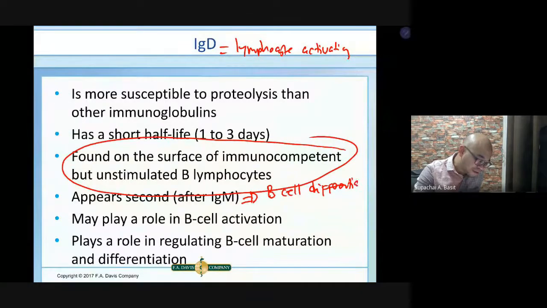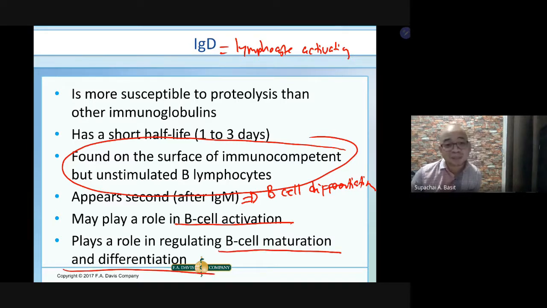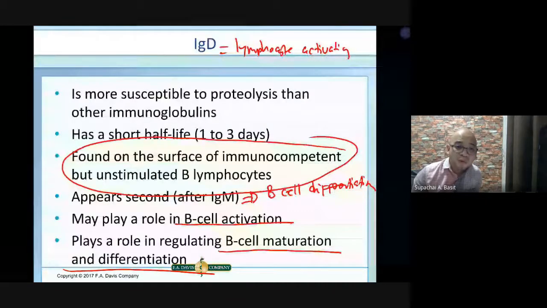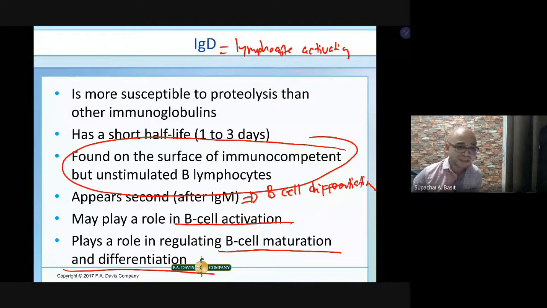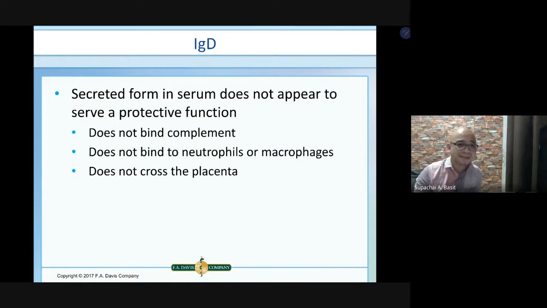I have actually discussed this one in chapter 4. So it may also play a role in B cell activation and plays a role in regulating B cell maturation and differentiation. So that's the role of IgD. During B cell differentiation, IgM is produced, then followed by IgD. It is secreted in the serum, but in the serum, they do not have protective function.